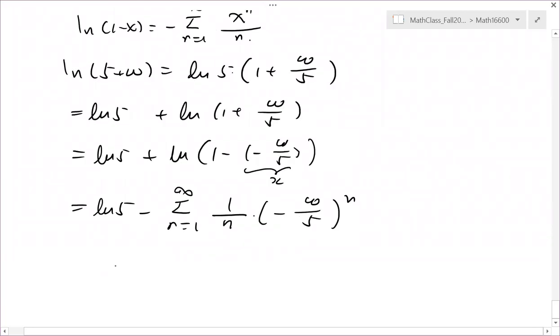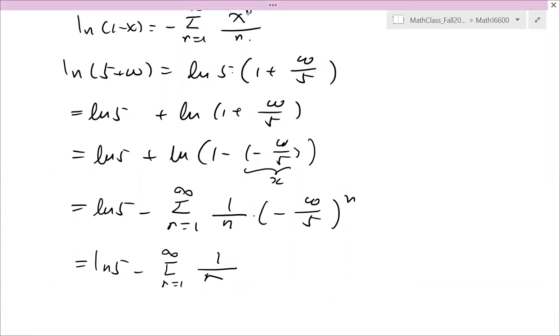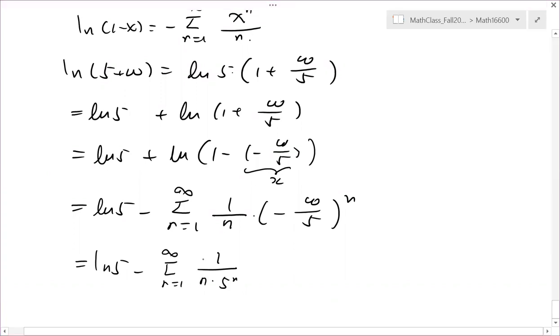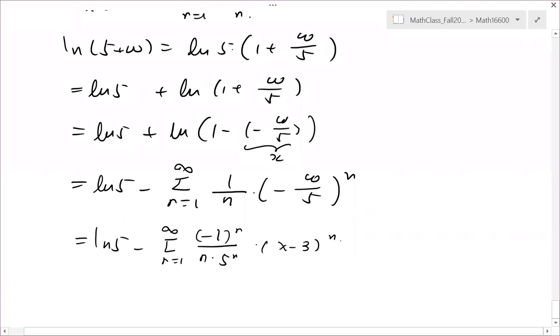So let me continue to finish that. I have a negative sign, a 1 over n, and here 5 to the n and negative 1 to the power n, where W is x minus 3, to the power n. So this is the power series representation. But we have to say that the absolute value of negative W over 5 should be less than 1, so W is less than 5, and x minus 3 should be less than 5. So the radius of convergence will be 5.